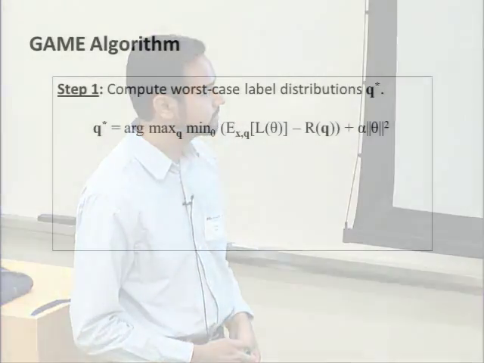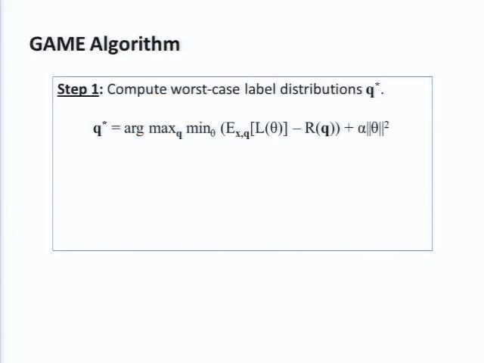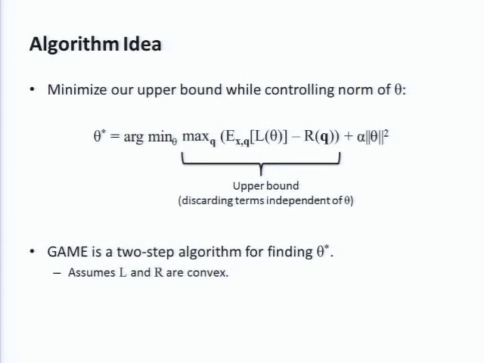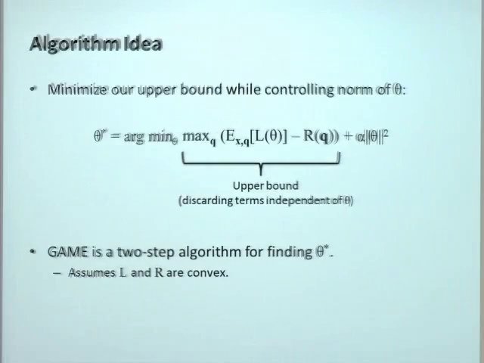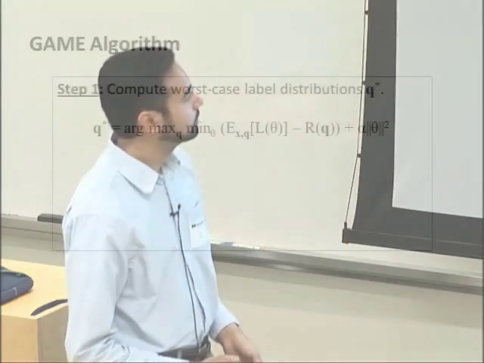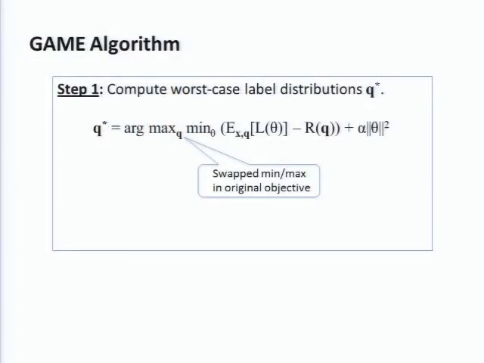The algorithm is called GAME because we use a game theoretic theorem in the proof of its convergence. So here's the algorithm. We have this mini-max objective, and we're basically going to solve the problem inside out. By that I mean I'm going to swap the min and the max in the objective. Now I'm going to find not the best theta for the worst possible labeling, but rather the worst labeling for the best theta. In other words, I'm changing roles. I'm no longer the learning algorithm. I'm like nature trying to mess up my learning algorithm. And that worst labeling is called Q star.